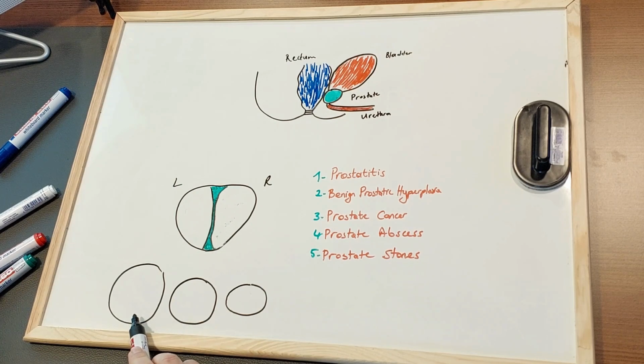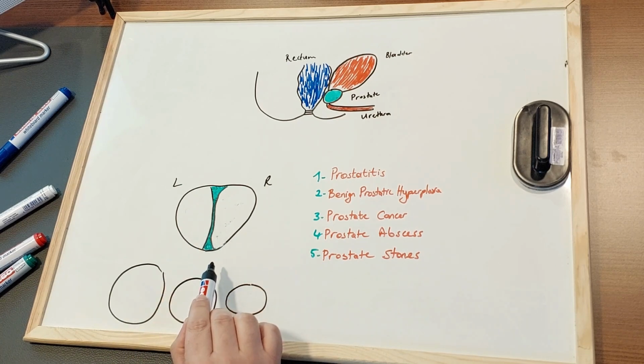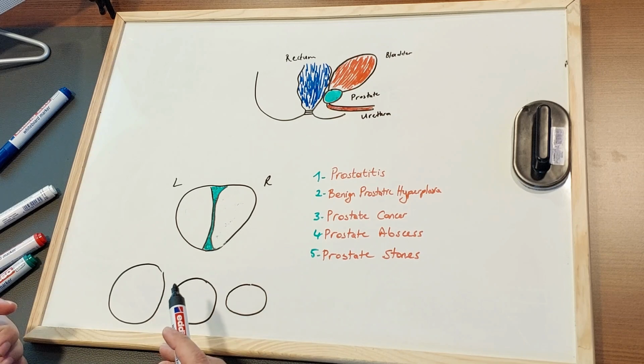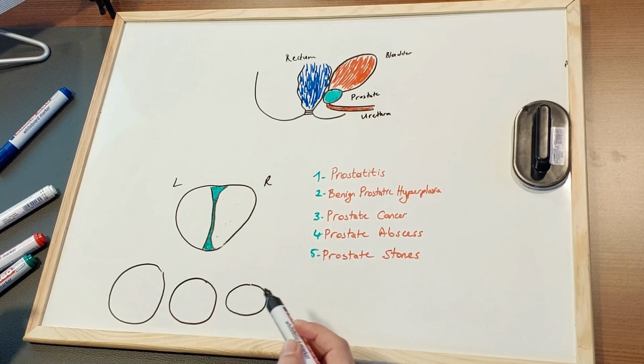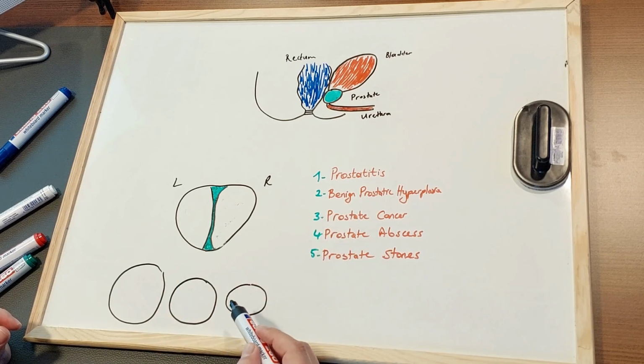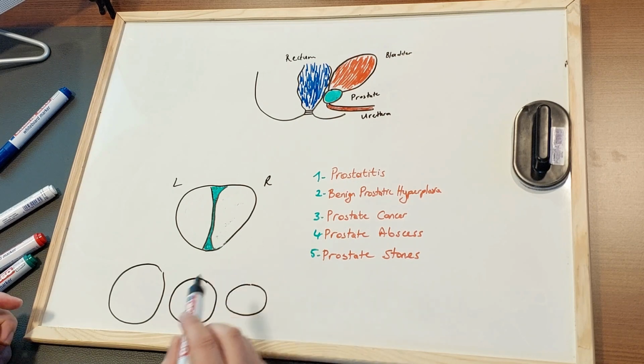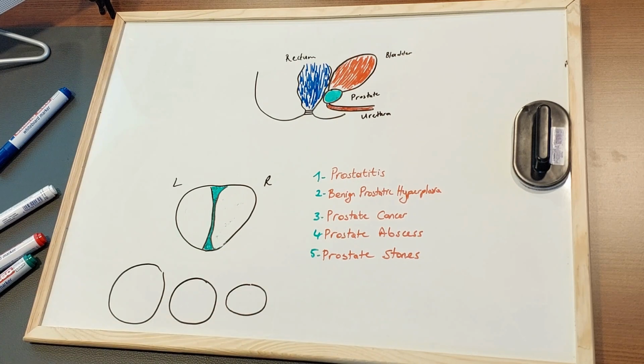If it is like an orange, it is too much enlarged. So you have to be careful about your urine flow. If urine flow is decreased, if it is weak, that means you have benign prostatic hyperplasia. So you can understand this with self-examination too.